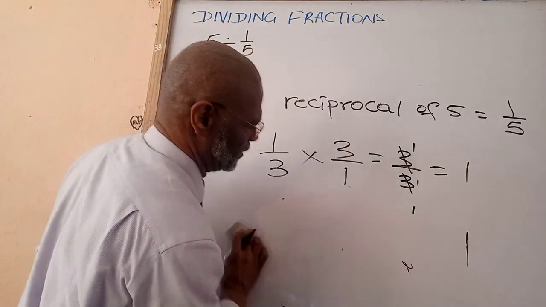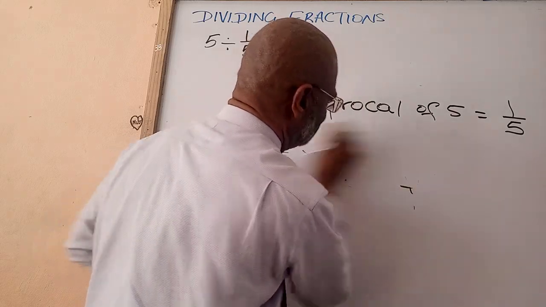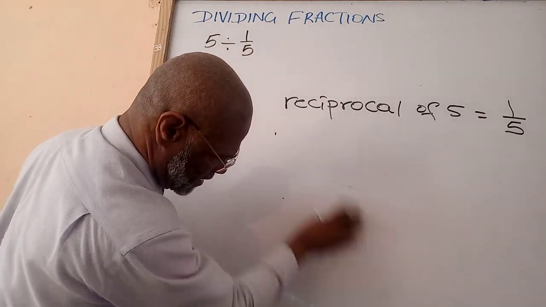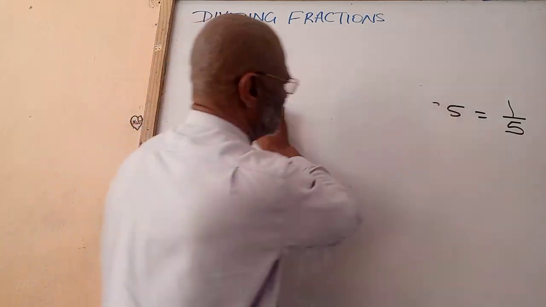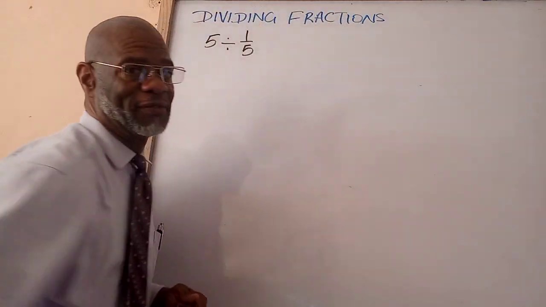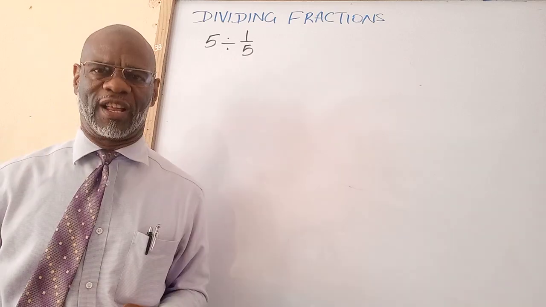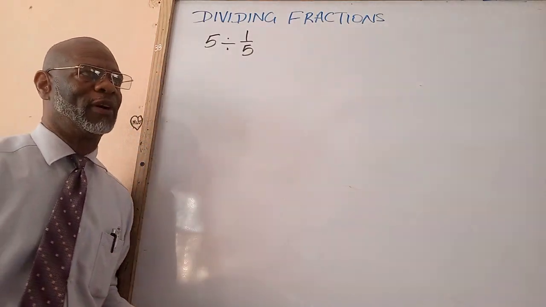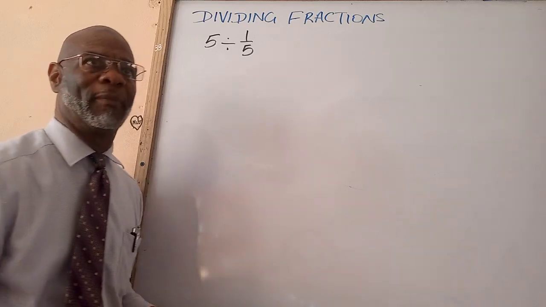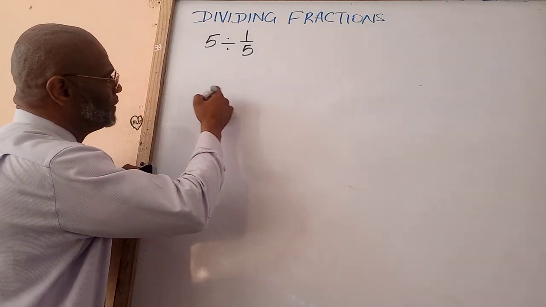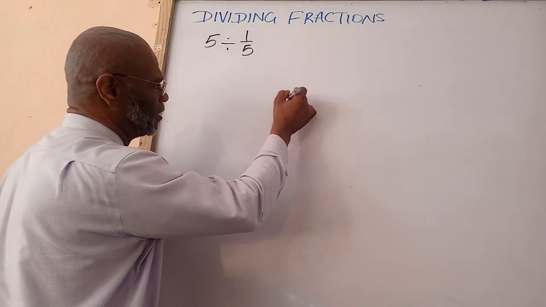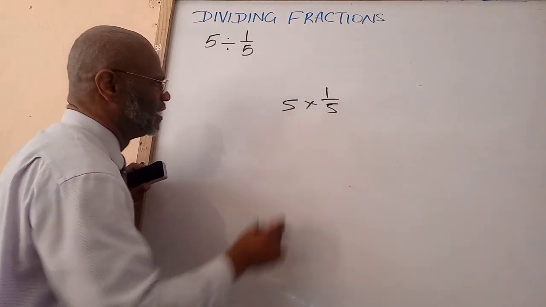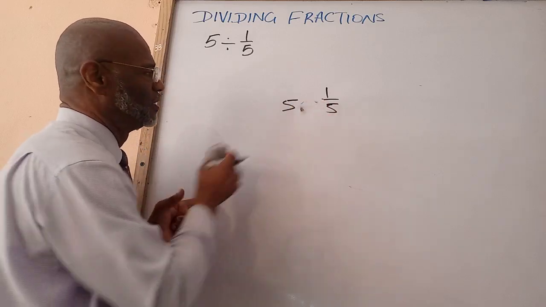Just remember now, if it's a fraction, we invert the fraction to get its reciprocal. If it's a whole number, we simply put 1 over the number. So if it's a whole number, say 5, it should be 1 over 5 for the reciprocal. Good?